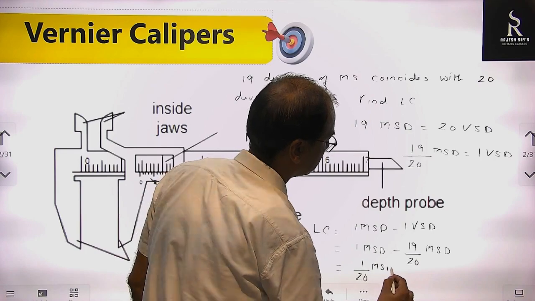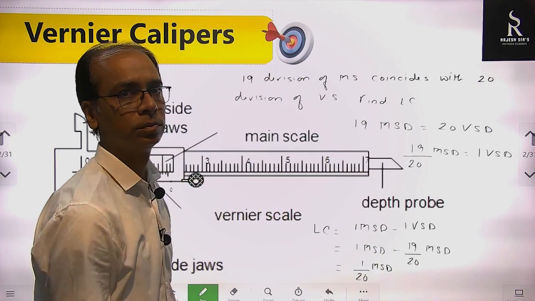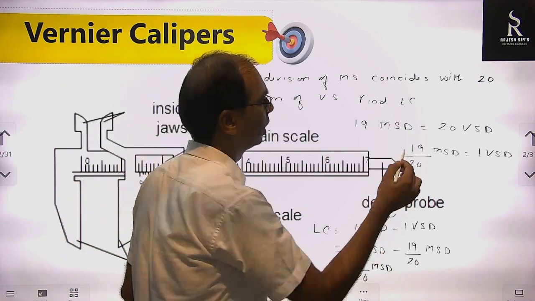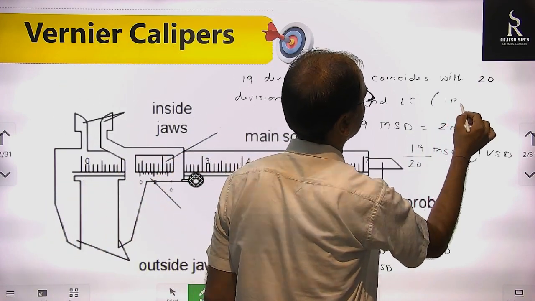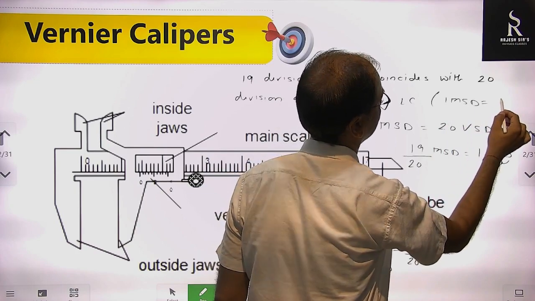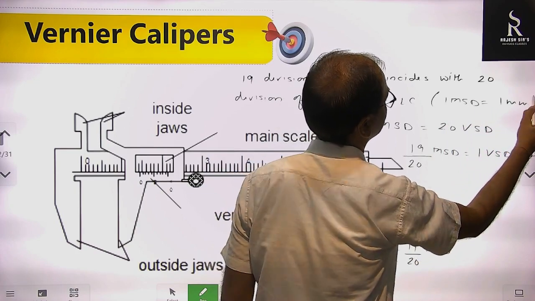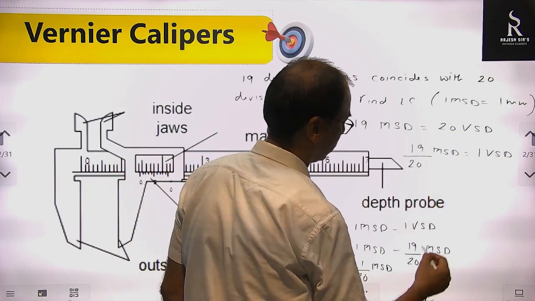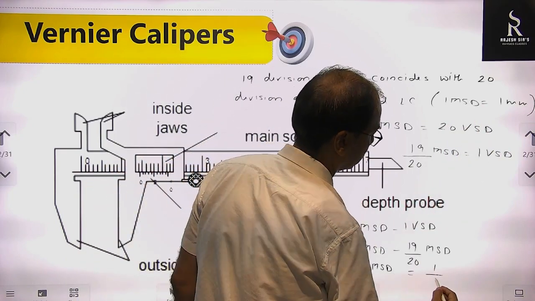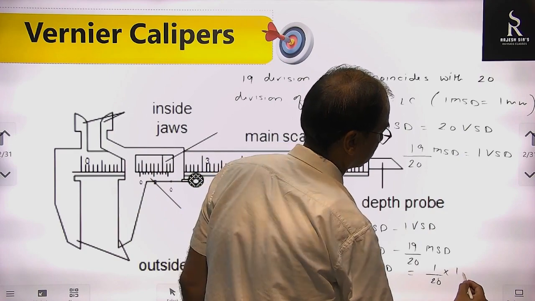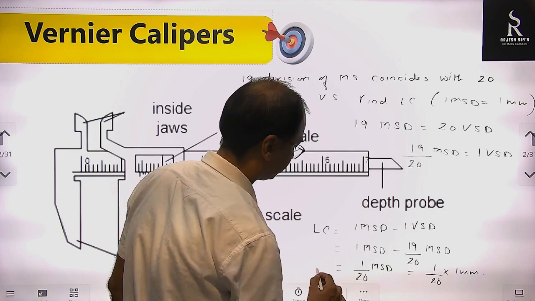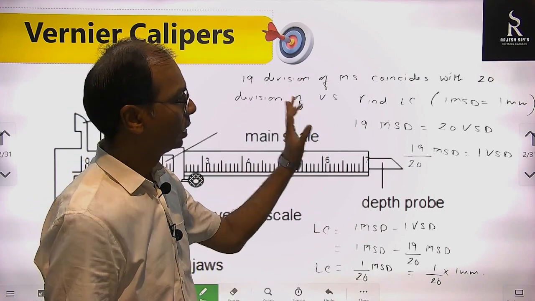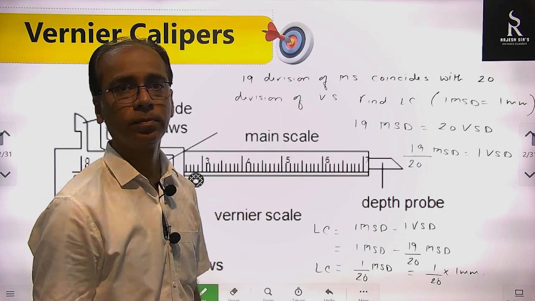Now what is MSD? It will be given to you in the question. They will say that 1 MSD is equal to maybe 1 mm or 0.5 mm, whatever, depending on the scale that we have. If suppose it's 1 mm only, so it's 1 by 20 into 1 mm. So this will be our least count. Very, very important. Many times these types of questions are asked on least count.